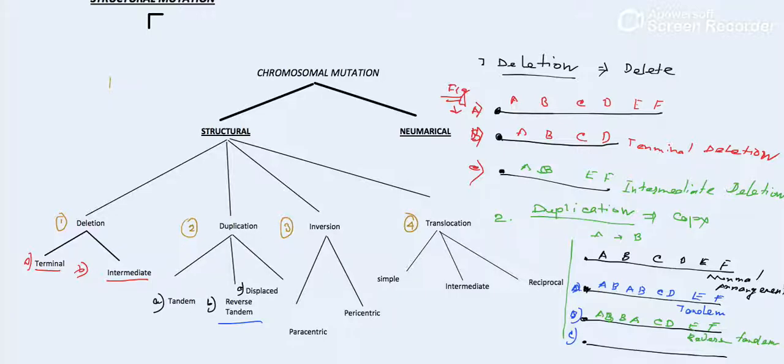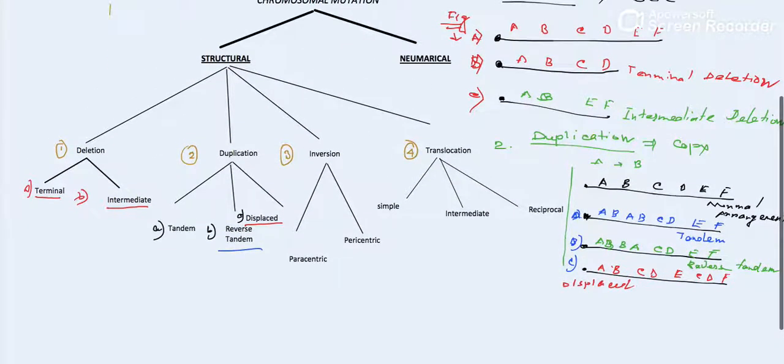Lastly, the last part we find here is the displaced duplication. Displaced duplication is where genes are not arranged in a similar way. In the normal arrangement we find A, B, C, D, E, F, and here we find A, B, C, D, E, and C, D is present in between E and F. Such an arrangement is not in a proper way, so we say this is a displaced duplication.